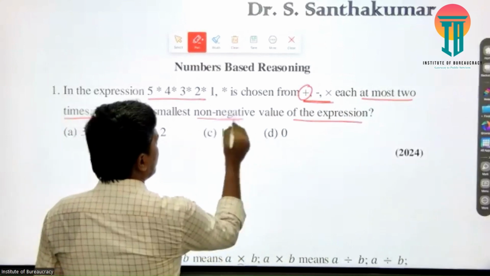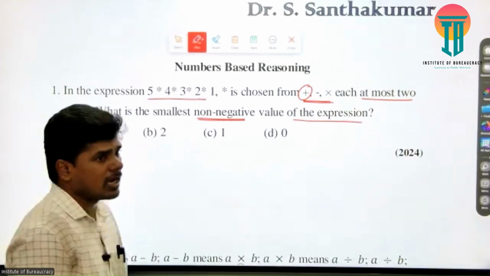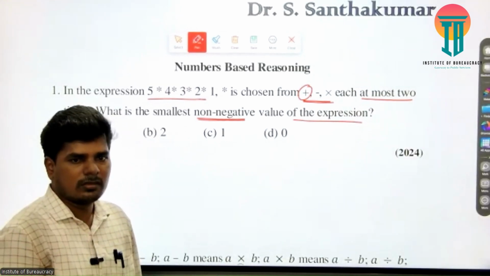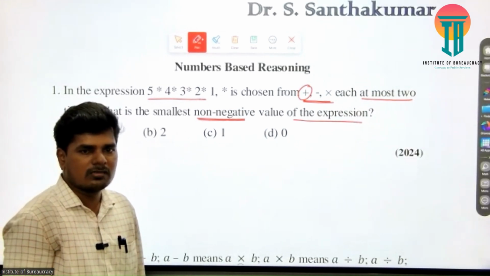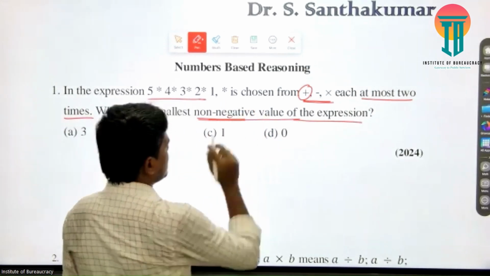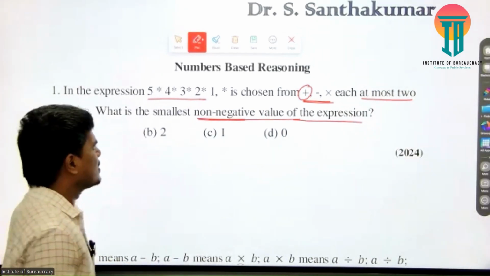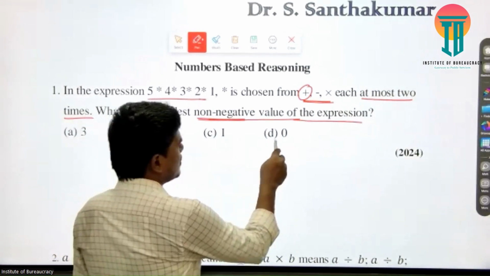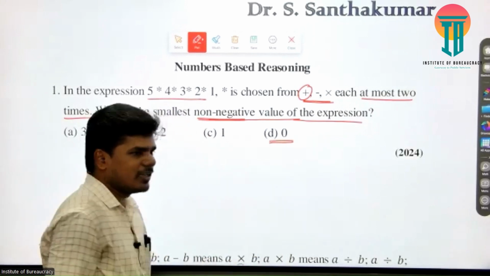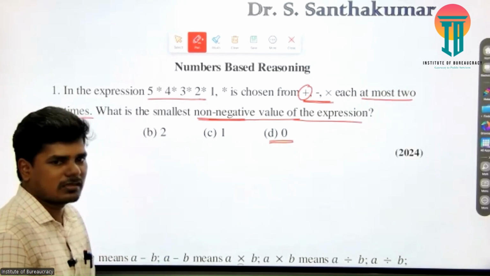Smallest non-negative means it should not be a negative value. Non-negative integers start from 0. So they are asking what is the smallest non-negative value of this expression. The smallest in the options given is 0. We'll check whether we are getting 0. If we get 0, then 0 is the answer.